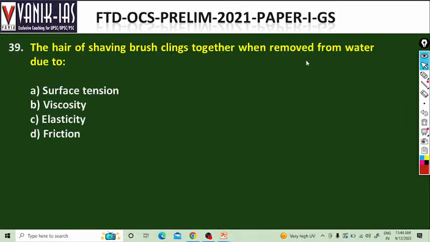The hairs of a shaving brush cling together when removed from water. Why? It is because of surface tension. What is surface tension? It is the property because of which the outer layer of a liquid behaves like a thin film, right? Why? The molecules are attracted toward each other. That's why they behave like a thin film.